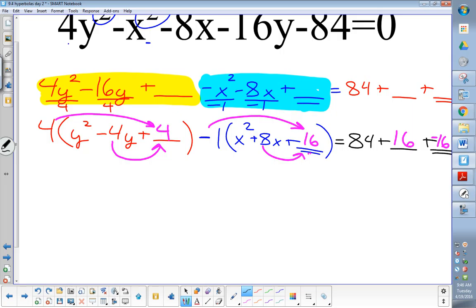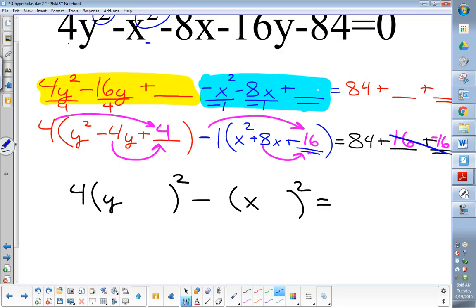From here, we're putting it in standard form. Okay, we're making it pretty, so it's 4y squared minus x squared equals, well, that positive 16 and that negative 16 really just cancel each other out. So it's really just 84. Albert, what's going to go in this blank with my y? Negative 2, cut it in half. And with my x, Nate? 4, take that 8, cut it in half, plus 4.